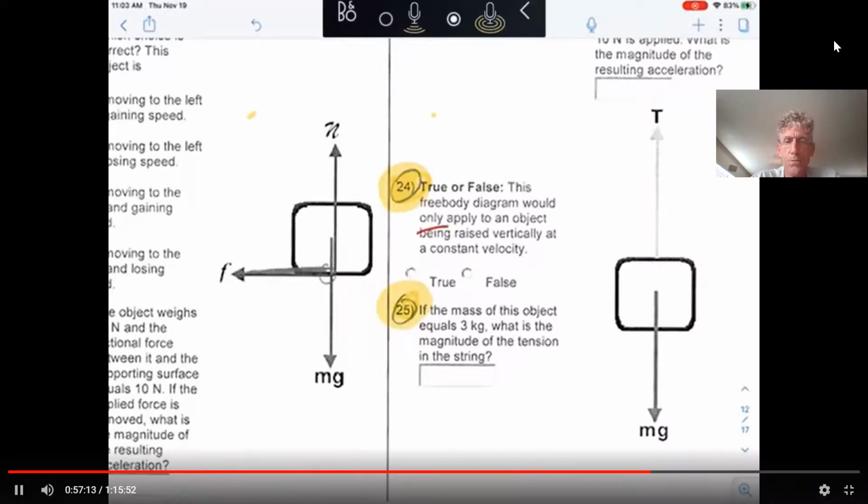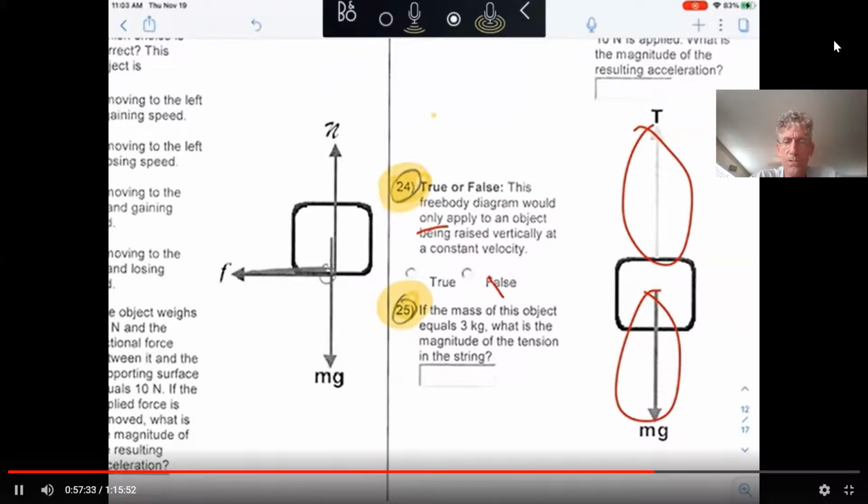Okay, let's look at number 24. This free body would only apply to an object being raised vertically or at constant velocity. No. Again, tension has to equal weight. It could be at rest. It could be moving downwards at constant speed. It could be moving upwards at constant velocity. So it's false.